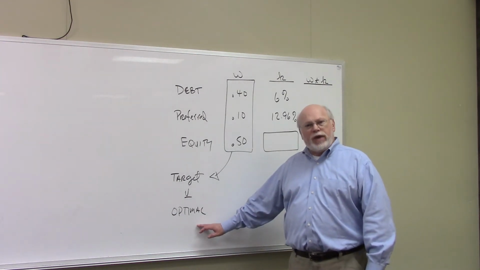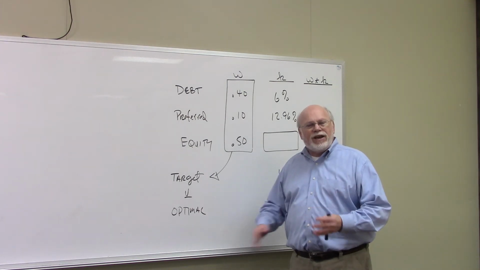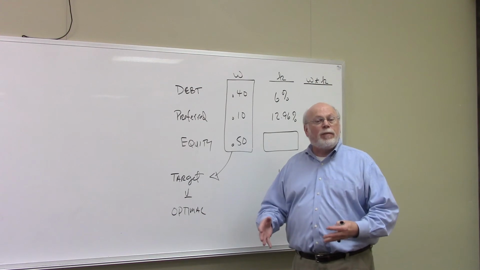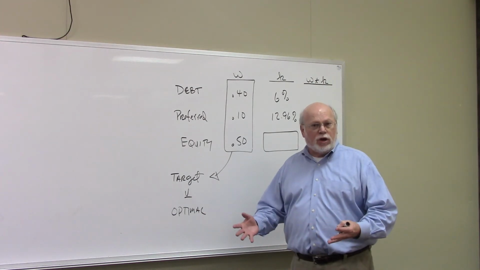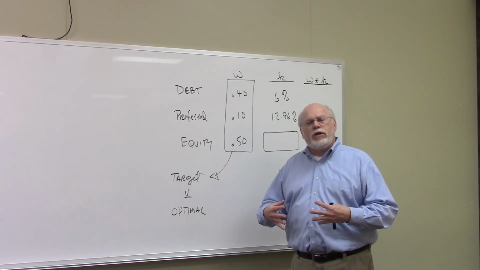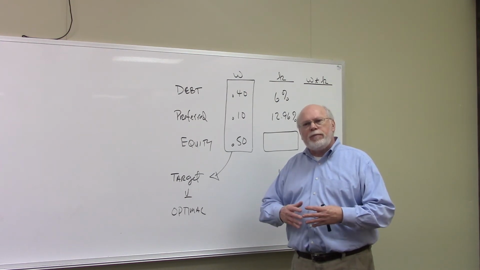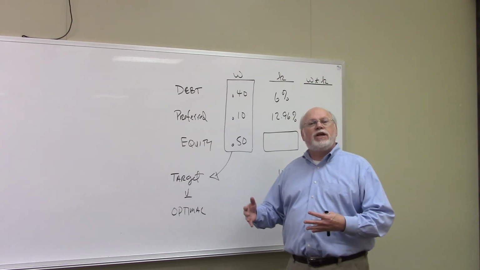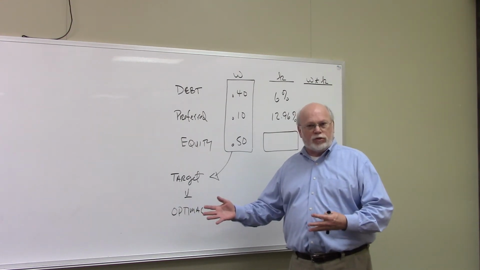The optimal capital structure is a kind of theoretical mix of capital that a company could use to minimize its weighted average cost. Often in problems, you'll hear the authors write that the company is using this target capital structure because it believes it's the optimal capital structure.